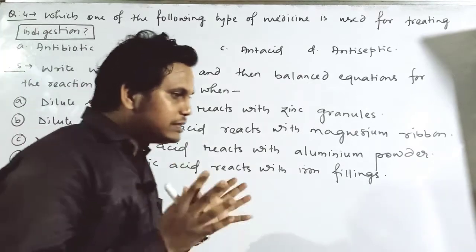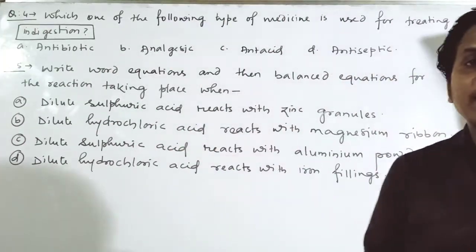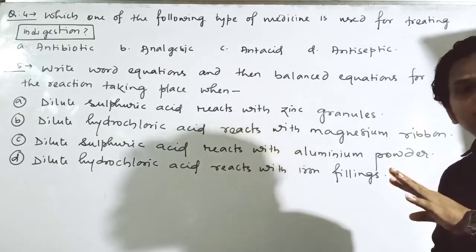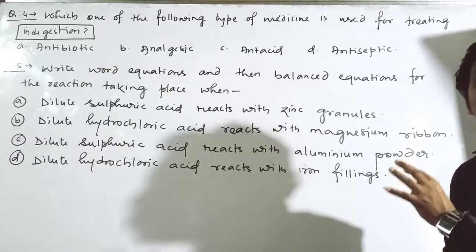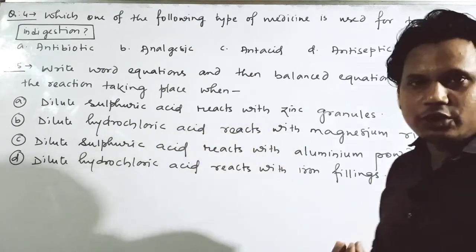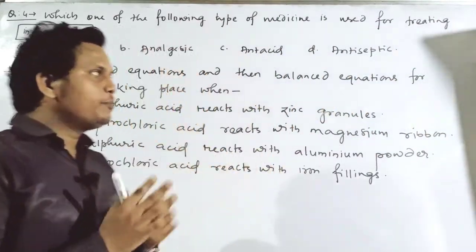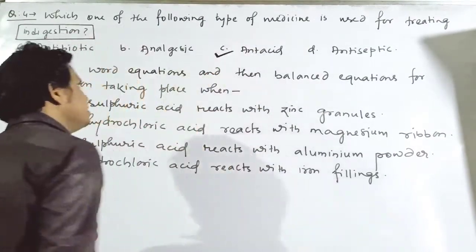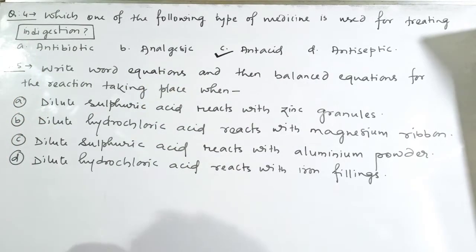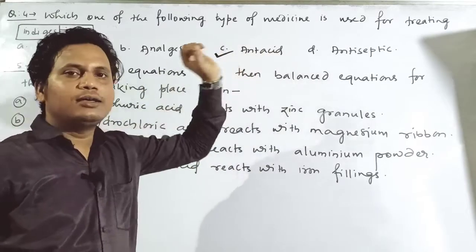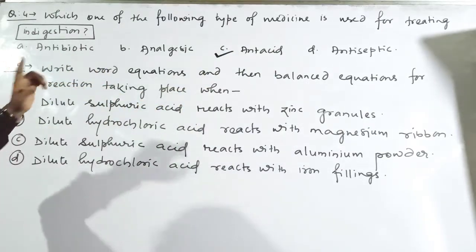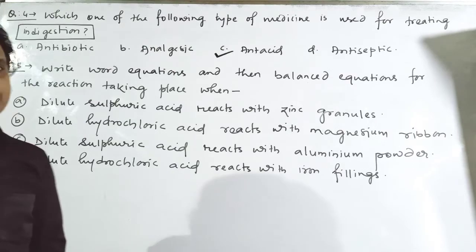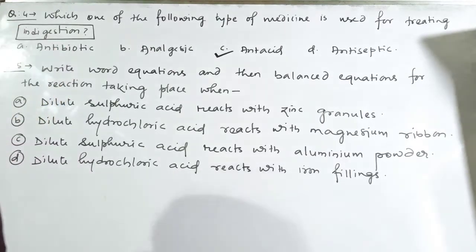This irritation and pain due to the release of a large amount of HCl in the stomach is treated with the help of a base. Generally we take milk of magnesia. This type of medicine is called an antacid. We have already discussed this in our theory part. So our answer will be antacid. Indigestion is treated with the help of an antacid.